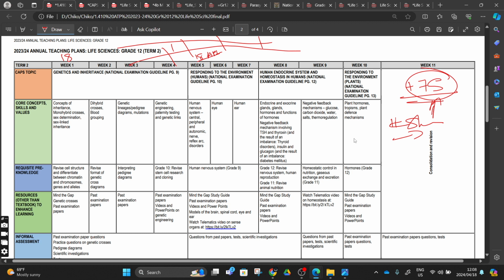Responding to the environment. If you still remember, we did an introduction to responding to the environment, and we said that it is controlled by two systems: the endocrine system, which we will do in week 8, and the human nervous system. This nervous system covers everything up until here, the human eye and the human ear. We will have week 6 and week 7. Next week, we'll be dealing with the human eye and human ear.